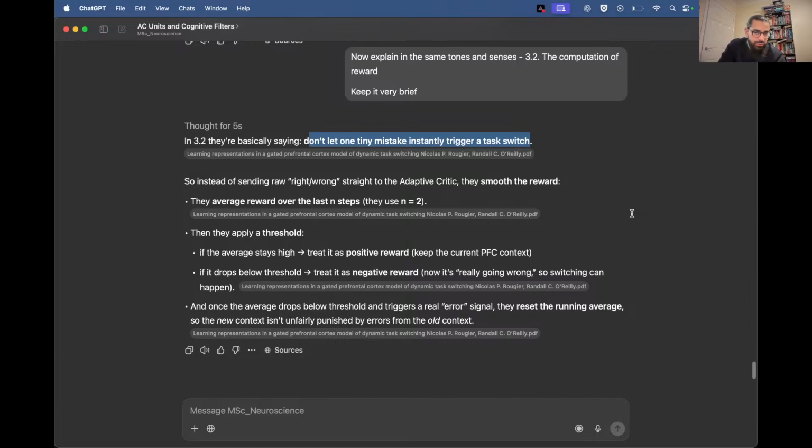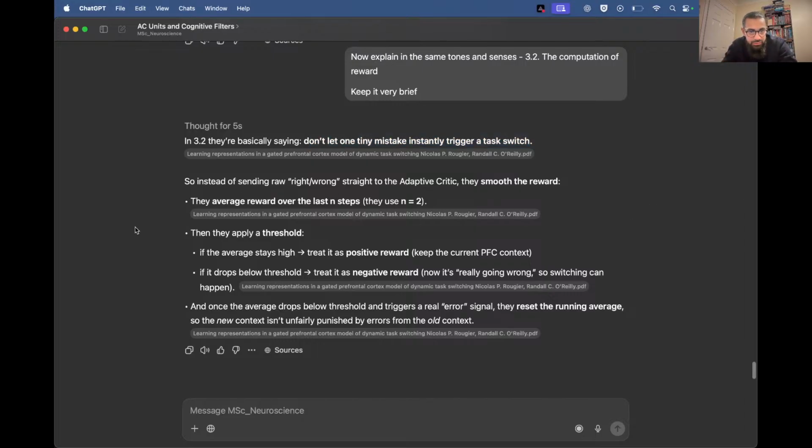If it drops below the threshold, treat it as a negative reward. So essentially, you have a threshold, right? You have the ideal reward. I will do X, gain Y. It could be that your Y turns out to be, pardon me, a Z, for instance. Something completely different. So in that scenario, you have to really understand where the system's gone wrong. Now, in this model, what they're saying is, look, one tiny mistake shouldn't make you completely switch everything, or switch the script.